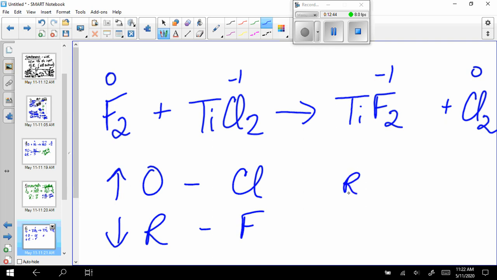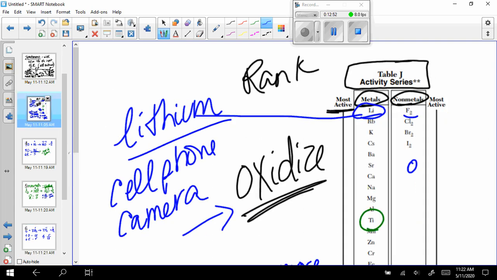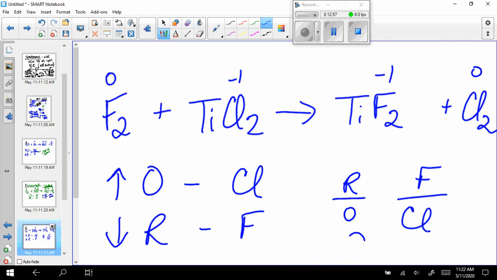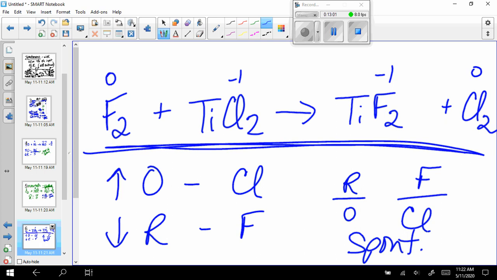I want the one being reduced over the one being oxidized, so I want F to be over Cl. Now I go back to table J. F is higher than Cl. So this reaction would be spontaneous, which means this reaction would happen without any input of energy.